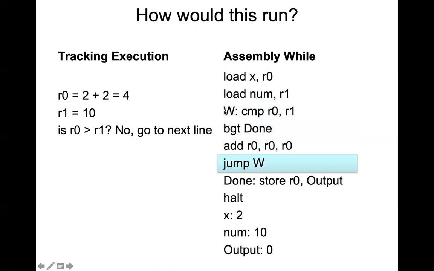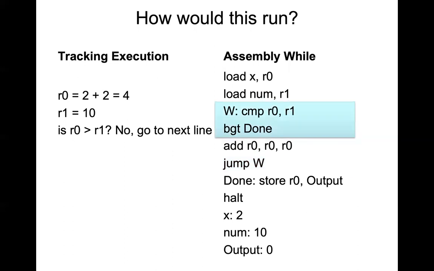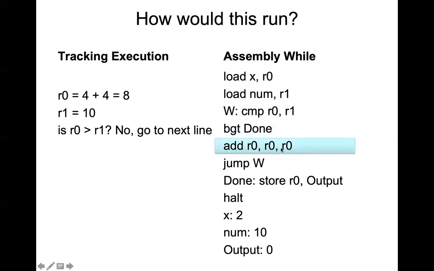And now we execute again. So now we do the comparison again. So the question now is, is 4 greater than 10? It's not. So the BGT condition is not met. We don't jump to done. We go to the add another time, and we double x again. So now x is going to contain 8, or R0 is going to contain 8.